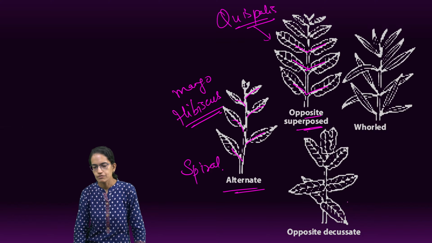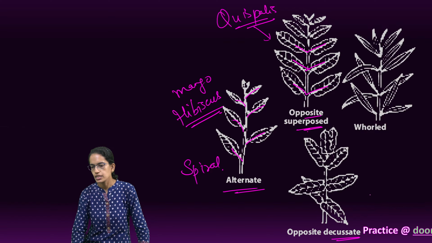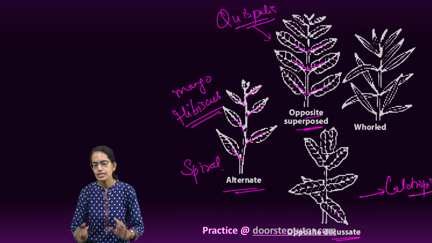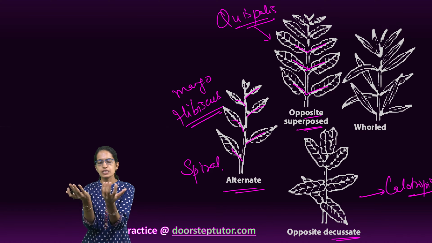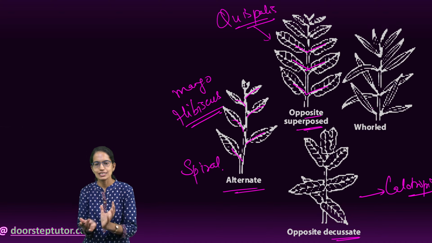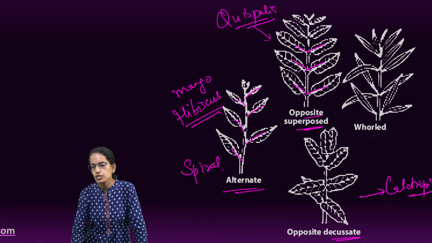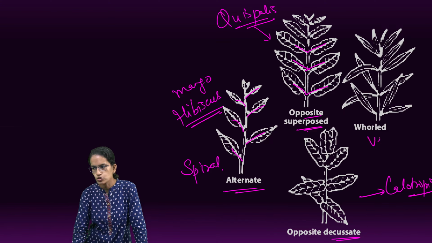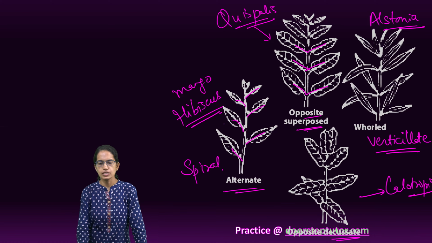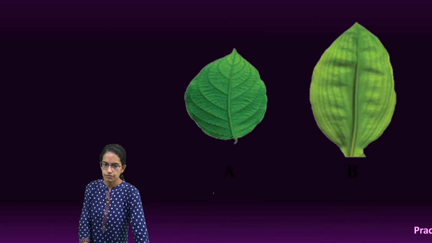There is another which is known as opposite decussate. Opposite decussate is seen in Calotropis. And then is the whorl. Whorl means it surrounds the whole of it. So the leaves are in all the directions. It's like a flower structure. This whorled arrangement is also known as verticillate arrangement, and it is seen in Alstonia. So examples of each of these are important when it comes to leaf arrangement.